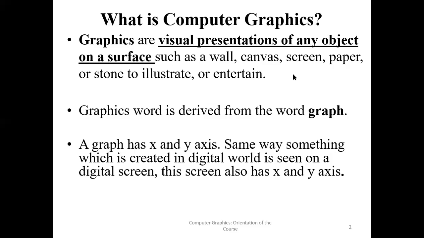So Bismillahirrahmanirrahim. What is computer graphics? Let's just first break down this word into two parts, computer and graphics. Graphics are visual representation of any object on a surface such as wall, canvas, screen, paper or stone to illustrate or to entertain. So whenever you represent any object on any of these surfaces, we call it graphics.